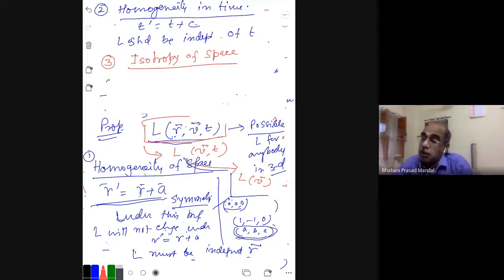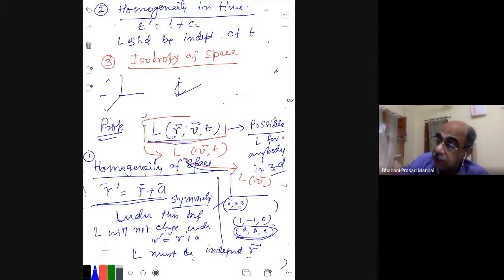Isotropy of space. Isotropy of space meaning what? Let me explain it. For a free particle, its dynamics does not depend on whether I have a coordinate axis like this, or whether I have a rotated coordinate axis.